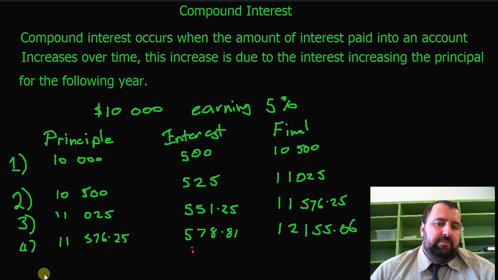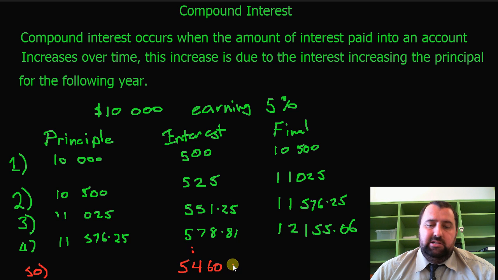Now the thing is, if you kept going and going and going, if we get to, for example, year 50, the amount of interest that you would earn would be $5,460.67. In other words, by this point, you'd be earning each year nearly half of the amount that you'd put into the account originally. Okay? Eventually, it would even get up to the point where the interest earned every year would be more than this $10,000 that you had originally.